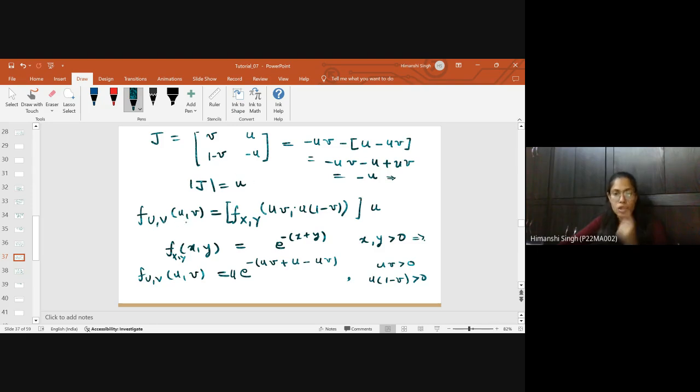Now the joint density of u,v will be the joint density of x,y evaluated at the point (uv, u into 1 minus v). Okay, so these are the inverse images.